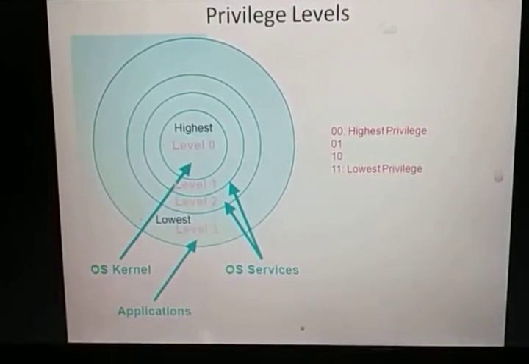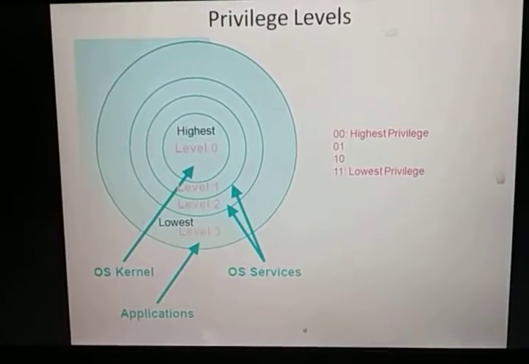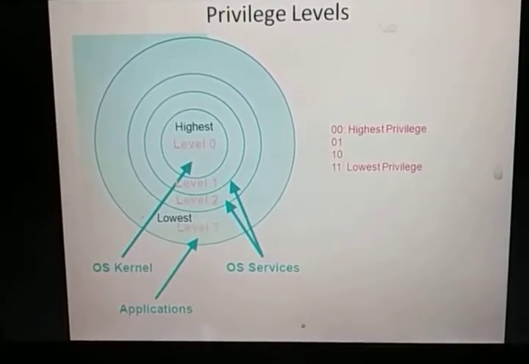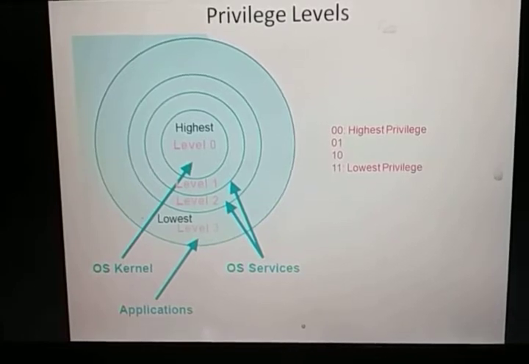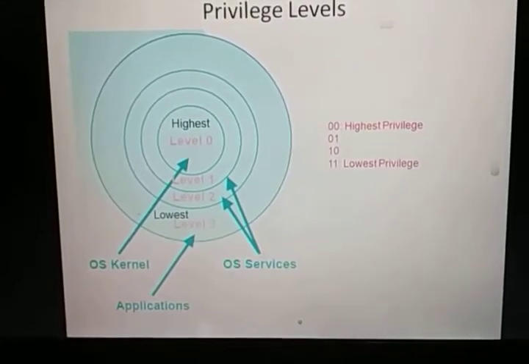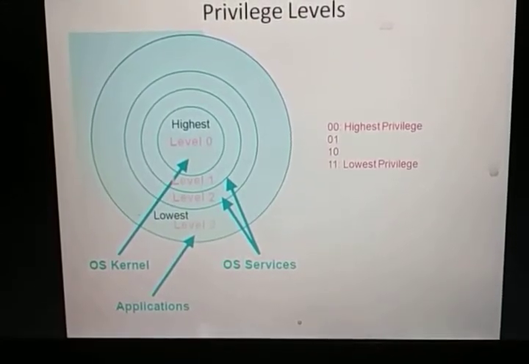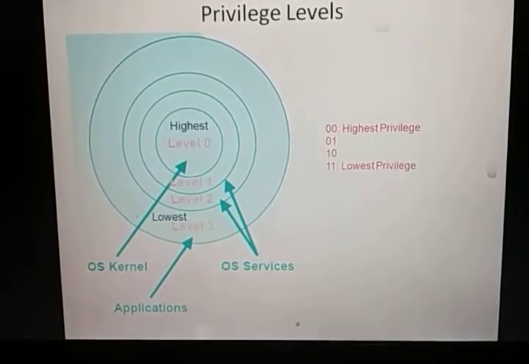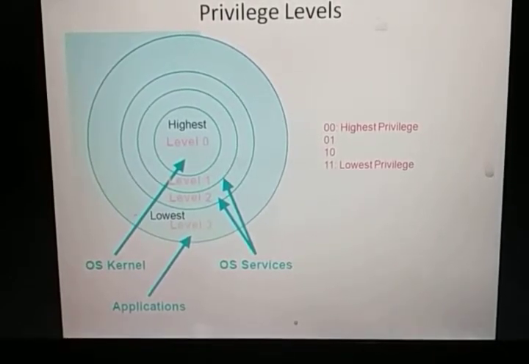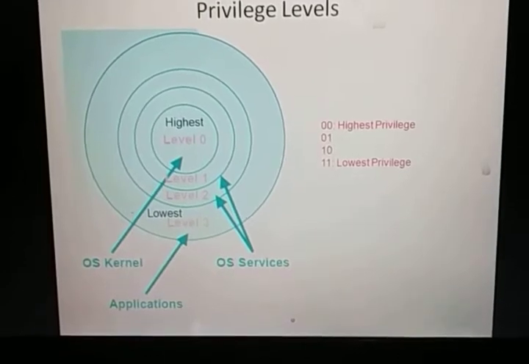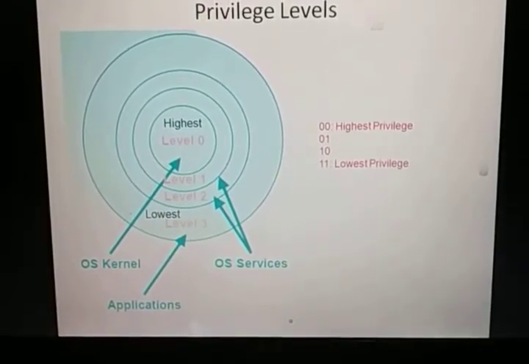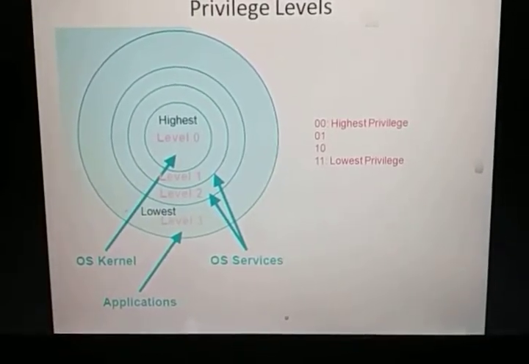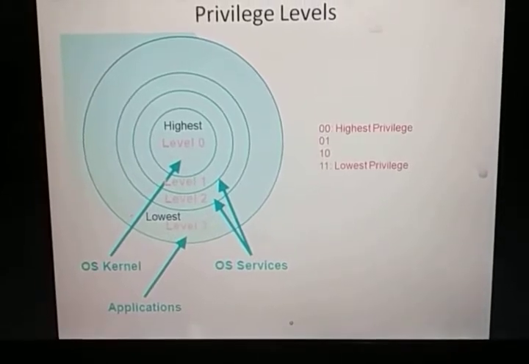Privilege level 3 is used for application processes and privilege level 0 is used for the operating system and kernels. So privilege level 0 is the highest privilege level, then 0 1, 1 0, and 1 1. So 1 1 is the lowest privilege level, and the remaining two, level 1 and level 2, are used for operating system services.